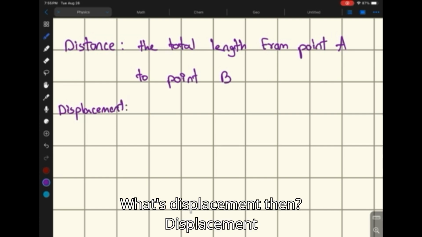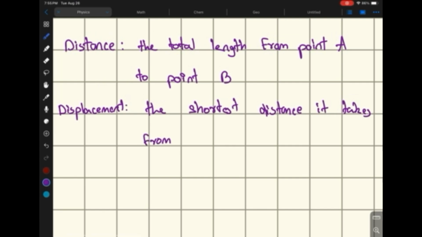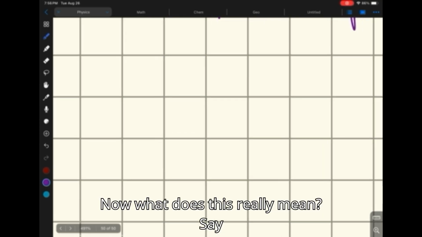What's displacement then? Displacement would be the shortest distance it takes from point A all the way to point B. Now what does this really mean, right?